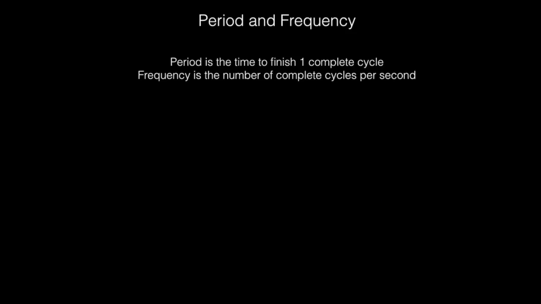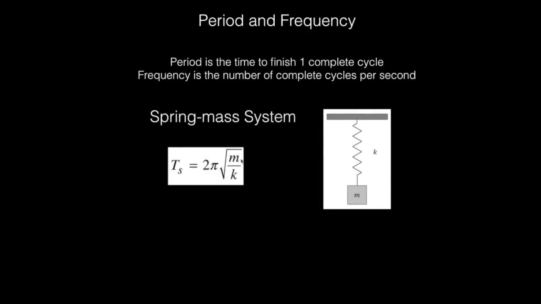Okay, so let's talk about period and frequency now. A period is the time to finish one complete cycle, and frequency is the number of complete cycles per second. So they are reciprocals: period is equal to 1 over frequency, and frequency is equal to 1 over period. In a spring mass system, the period equals 2 pi root m over k.